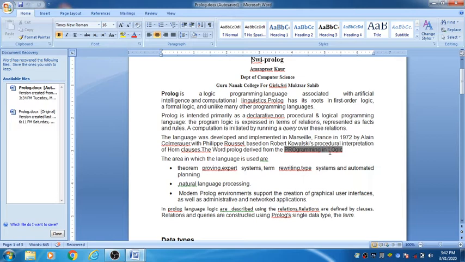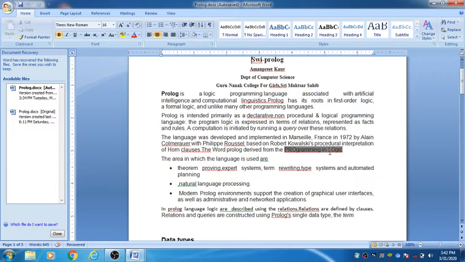Next, what is the need for this language? Why was this language developed? Because this language is used in theorem proving, expert systems, automated systems, and natural language processing systems. Nowadays, modern Prolog environments also use a graphical user interface.